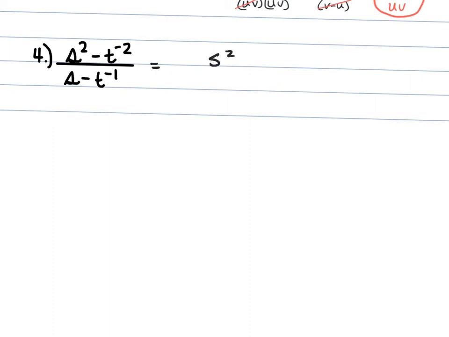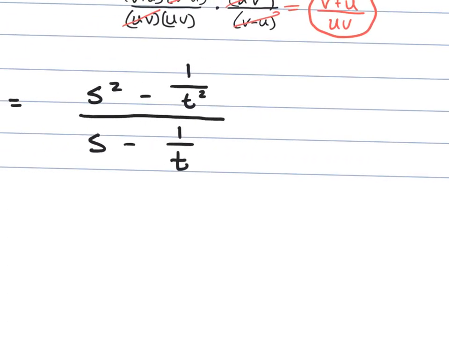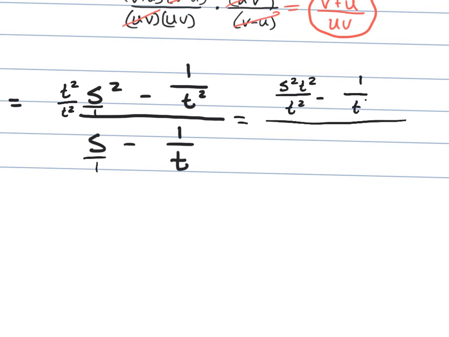We've got s squared minus 1 over t squared. Because it has a negative exponent, I wrote it as a fraction, over s minus 1 over t. What am I going to do with the numerator? Common denominator. So what do I need to multiply by? The left one needs to be multiplied by t squared over t squared. So we get s squared t squared over t squared minus 1 over t squared.